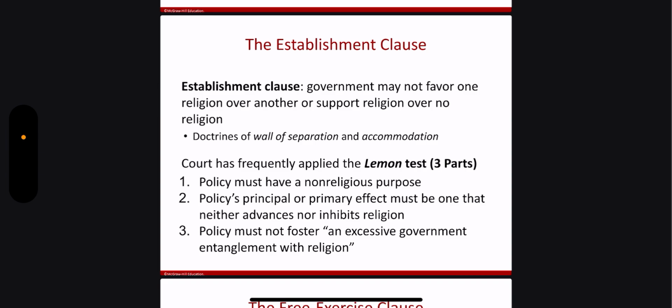Now, here's the thing. The Lemon test is no longer in use as of about 2 years ago in a case called Kennedy versus Bremerton, where the modern Supreme Court basically said, listen, this Lemon test is outdated. We don't know what any of these words mean, and we're going to come up with something new.